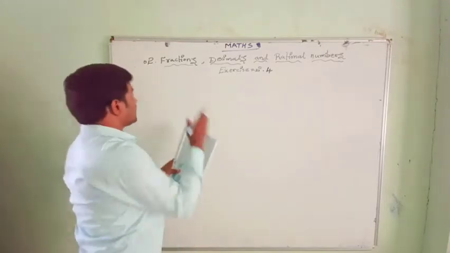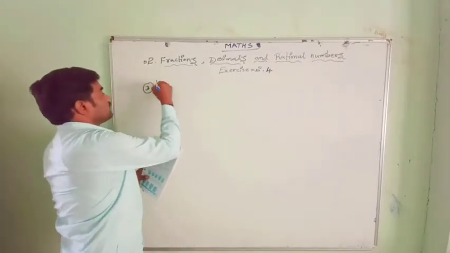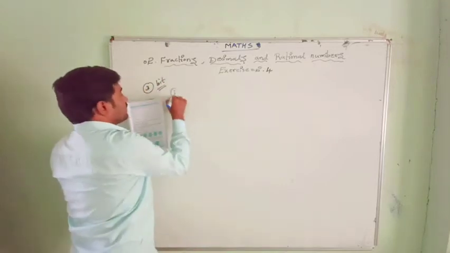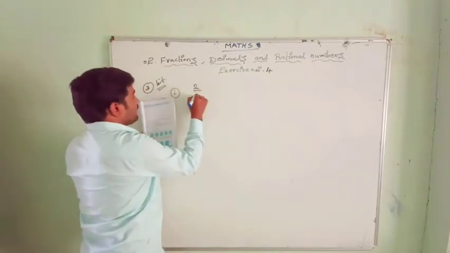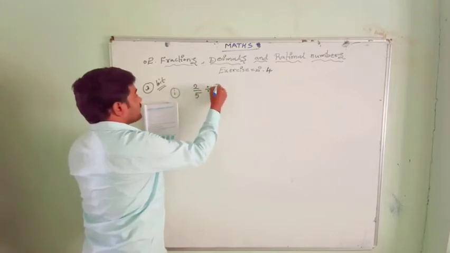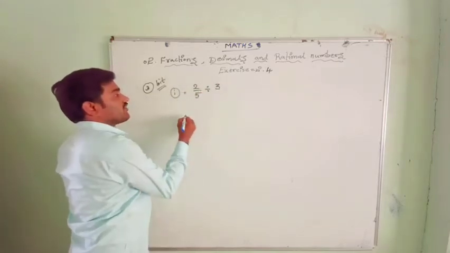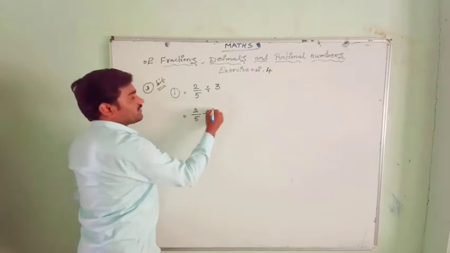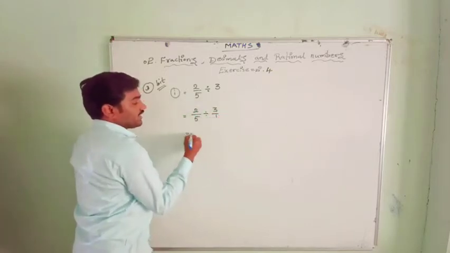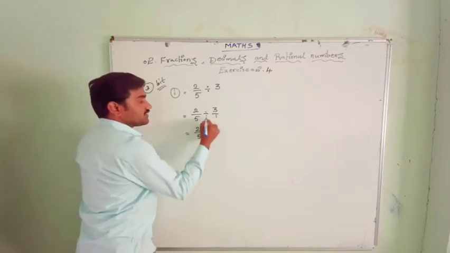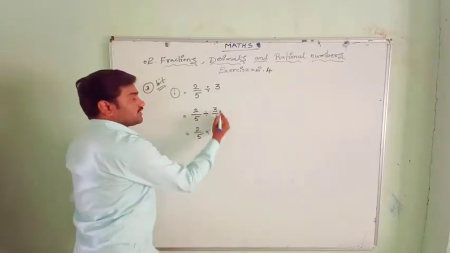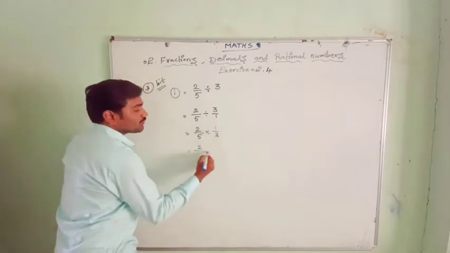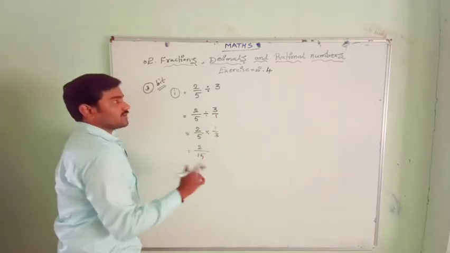Then the third bit is also the same. Third bit questions also will be the same only. Let me explain that. 2 by 5 divided by 3. Let us find out. 2 by 5 divided by 3, I will express 3 as 3 by 1. Then for 2 by 5, the division symbol becomes multiplication, and 3 by 1 becomes 1 by 3. Then 2 ones are 2, 5 3s are 15. This will be the answer.